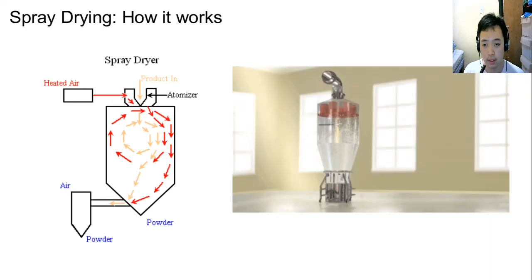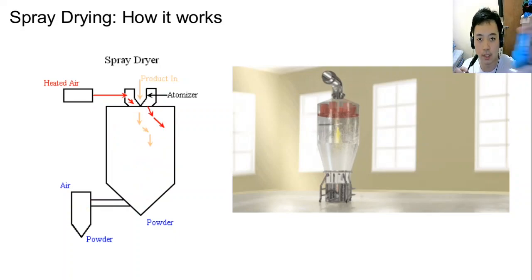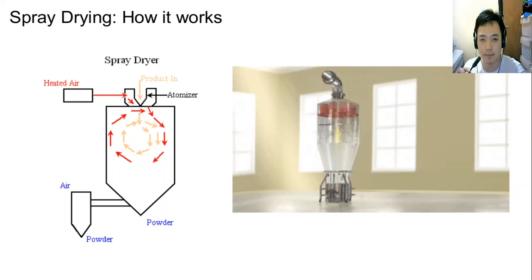So let's go with spray drying. In spray drying, the liquid products are sprayed. So let's say the product that you want to dry is milk. It's liquid. It will go through this atomizer. It's like a spray, like this. You can see this, that this is what it means to atomize.